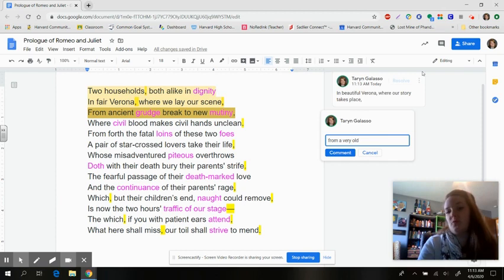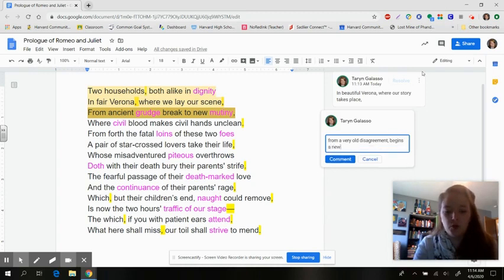So I'm going to say from a very old disagreement, because we don't actually know why the 2 families are fighting, but they have some grudge against each other. They've disagreed in the past. They fought in the past. Break to new mutiny. So from our very old disagreement, mutiny we said is like a fight or a brawl. So I'm going to say break to new. To me, that sounds like a fight breaking out. And since it's a new fight from something old, we could say from a very old disagreement begins a new fight.